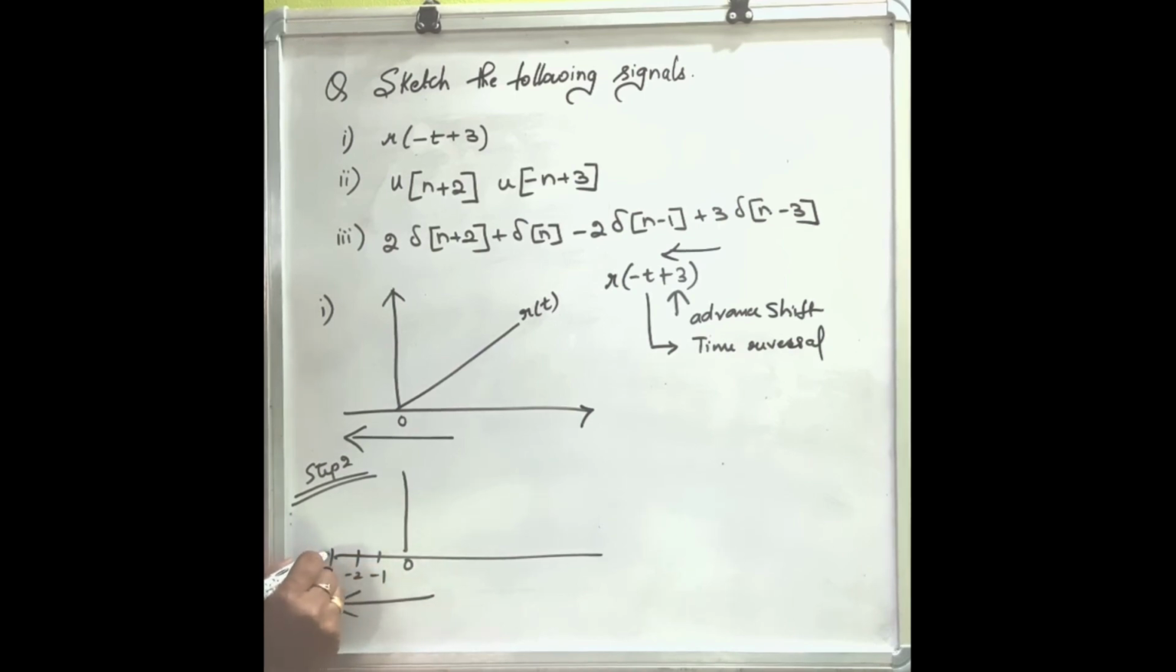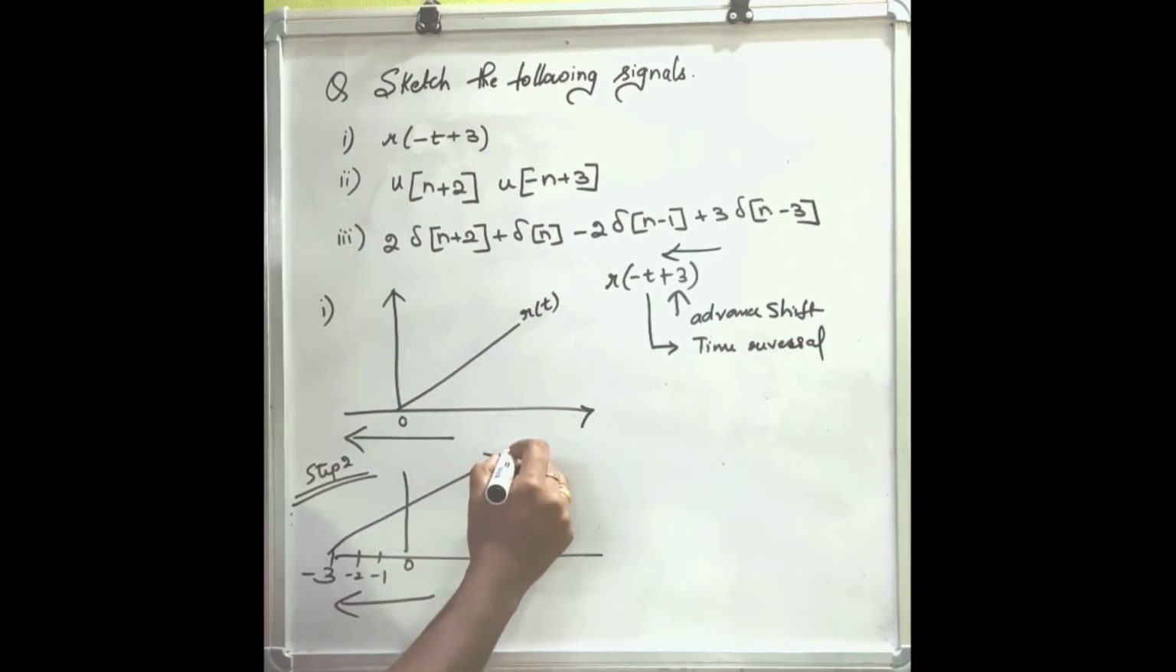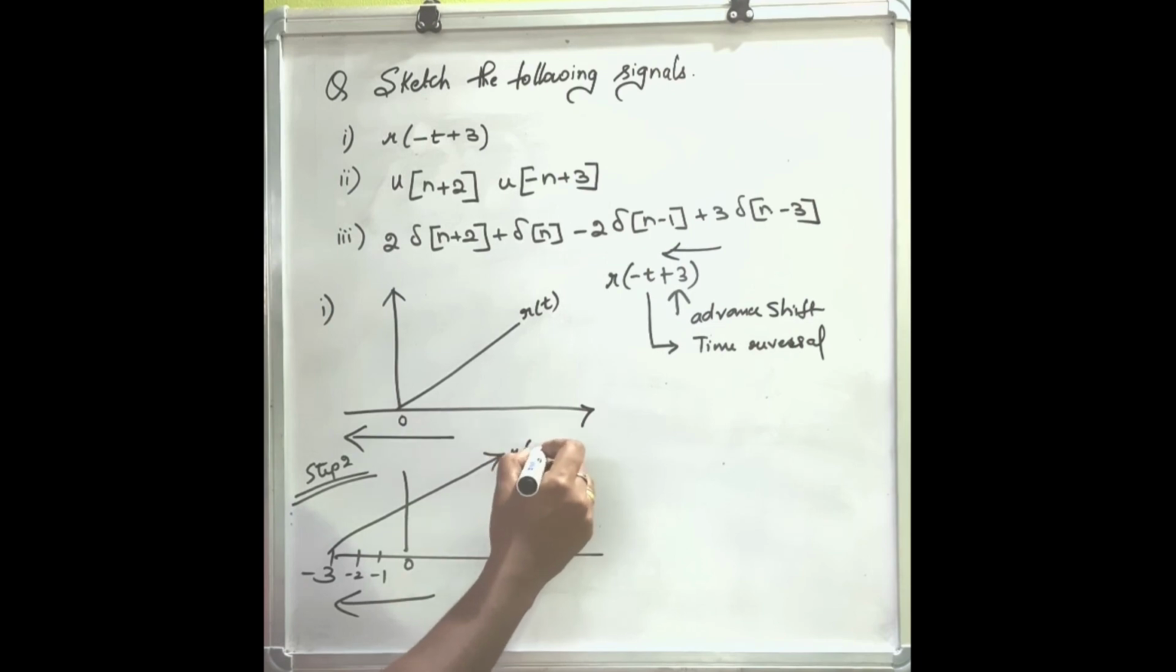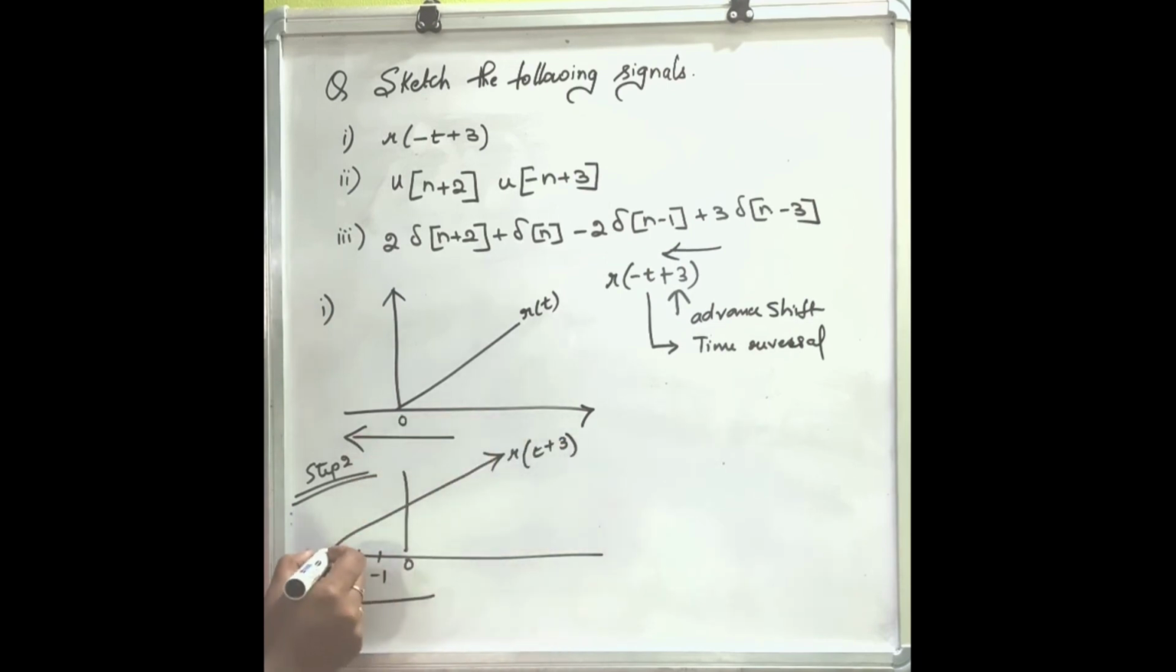So from here, the ramp goes on. This is R of t plus 3. Okay. This is R of t plus 3 here, and an advanced shift has taken place.